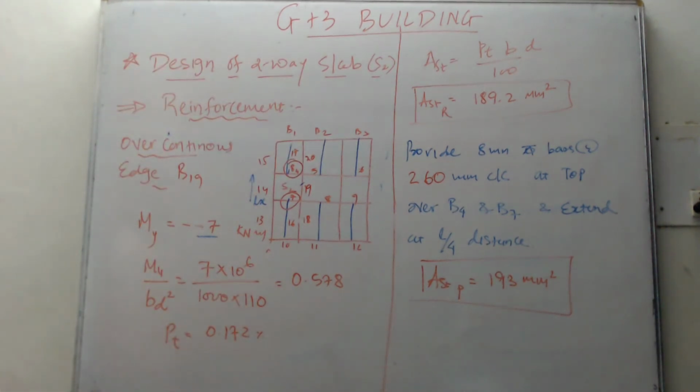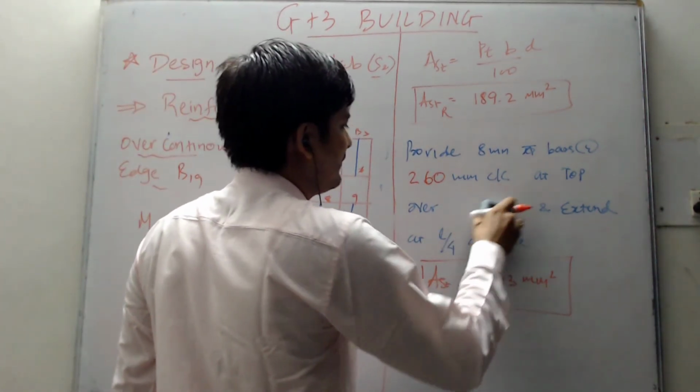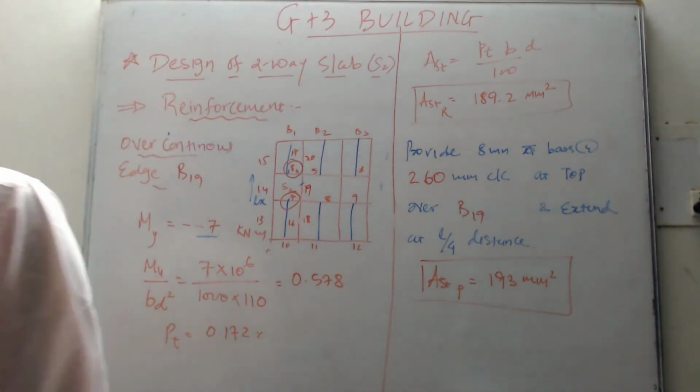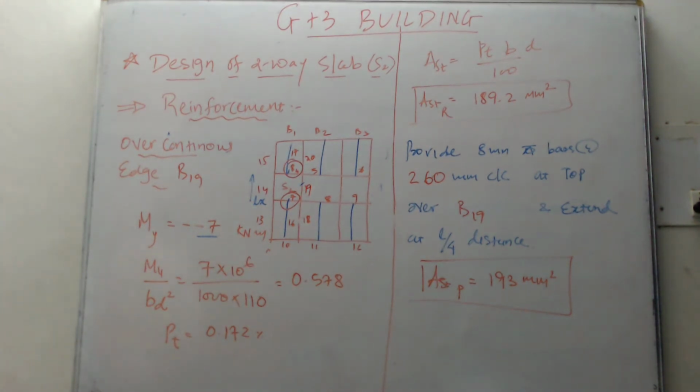So this is how you can calculate the steel at the continuous edges, and this is to be provided over beam B19. Alright, so this is how you can calculate the main reinforcements in continuous slab. Now this is the calculation that is being shown as per IS 456-2000, and we have used the criteria of SP16 also.